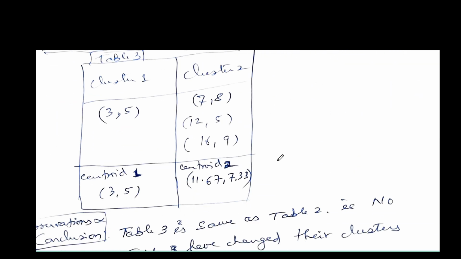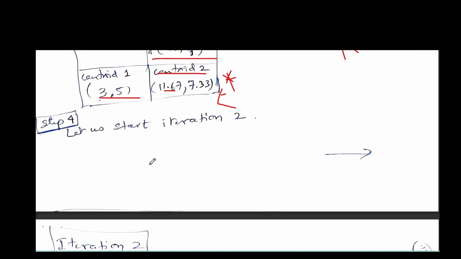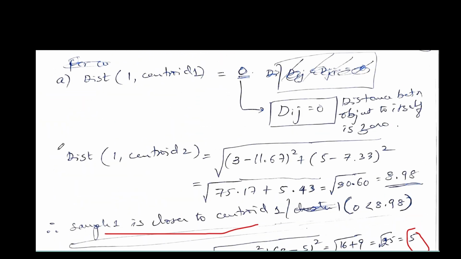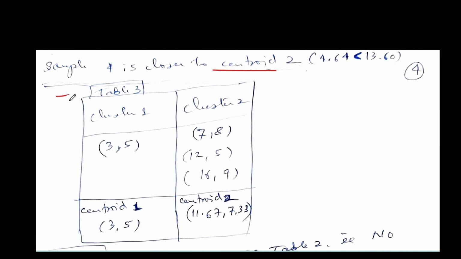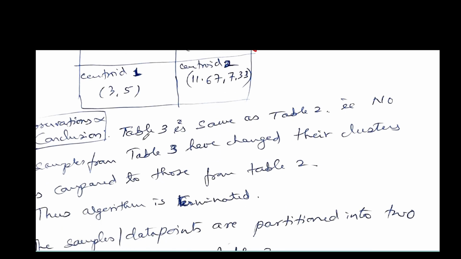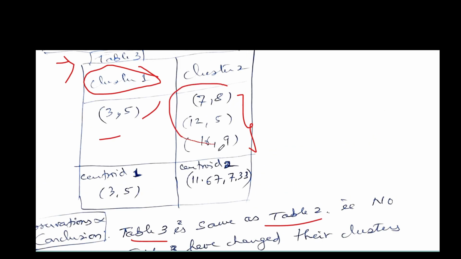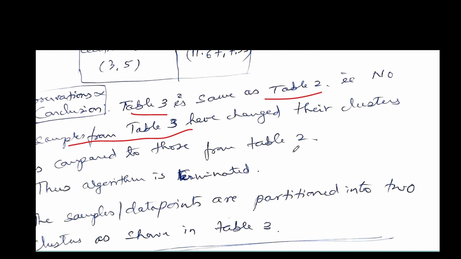Now the updated table, we can see, is the same as after iteration 1. This is the table after iteration 1, and this is the table after iteration 2. Exactly the same: cluster 1 has only 1 sample point, cluster 2 has 3. Since table 3 is the same as table 2, the samples haven't changed their clusters.